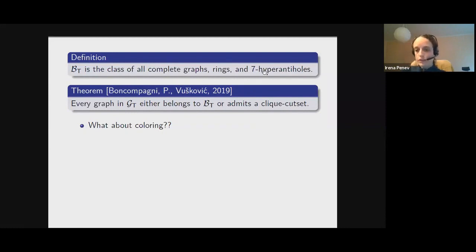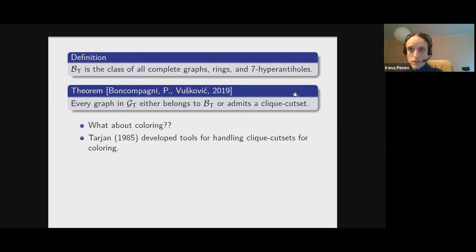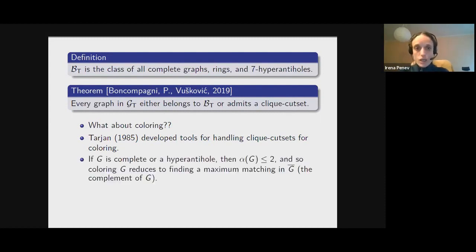So why couldn't we color it? Okay, so what was the problem? Now, clique cut sets were not a problem because, as I said, we can handle them using these tools developed by Tarjan quite some time ago. Complete graphs are obviously not a problem. We can easily color them. 7 hyper antiholes, and more generally hyper antiholes of whatever length you like, are also not a problem. Why are they not a problem?